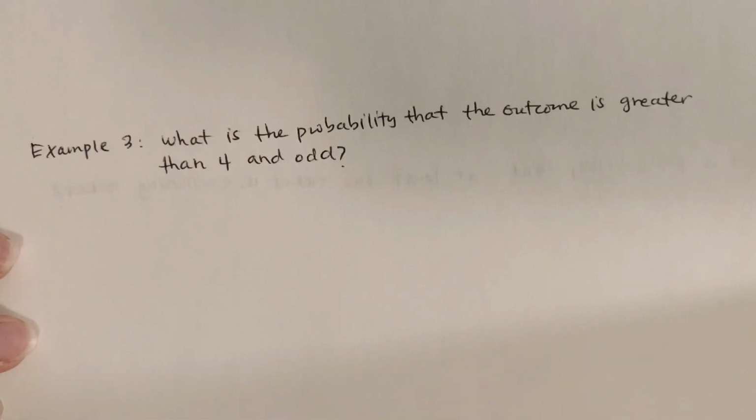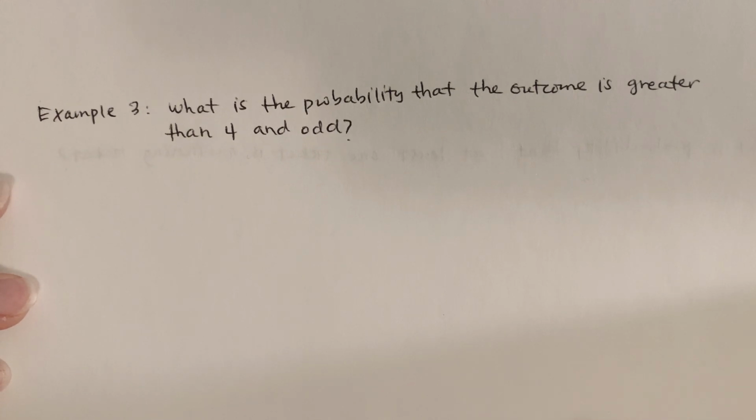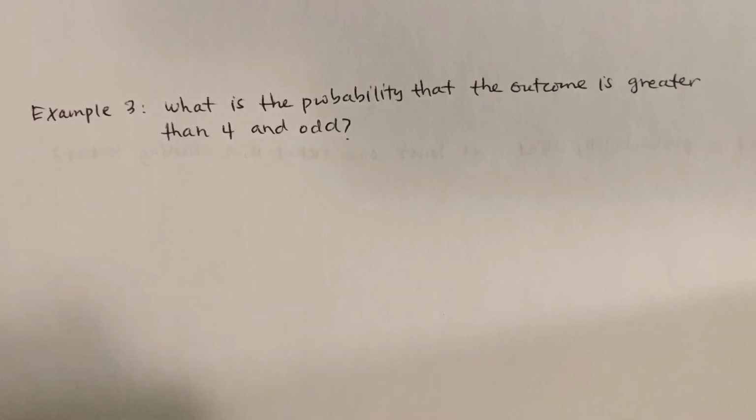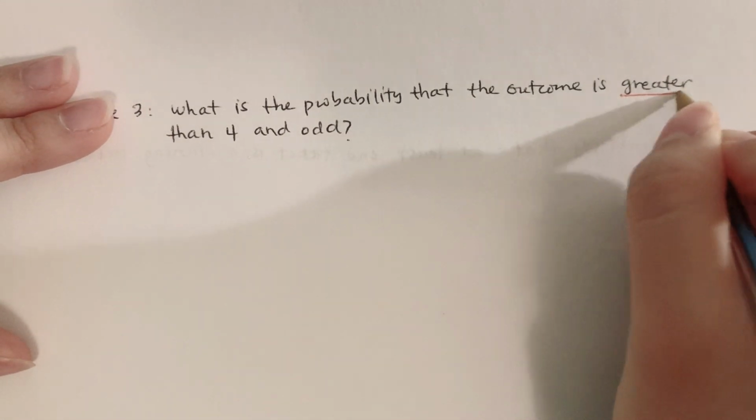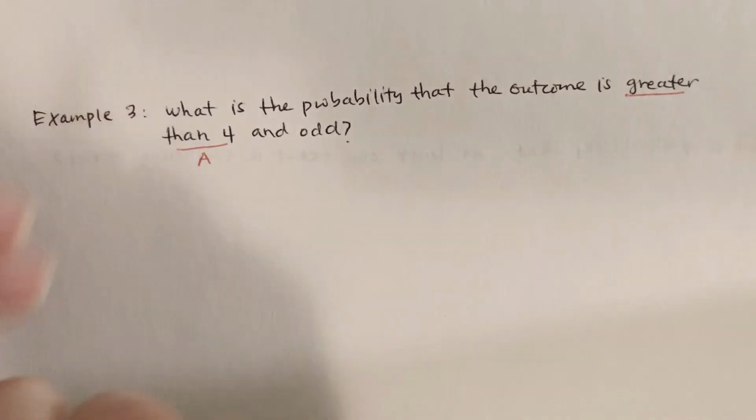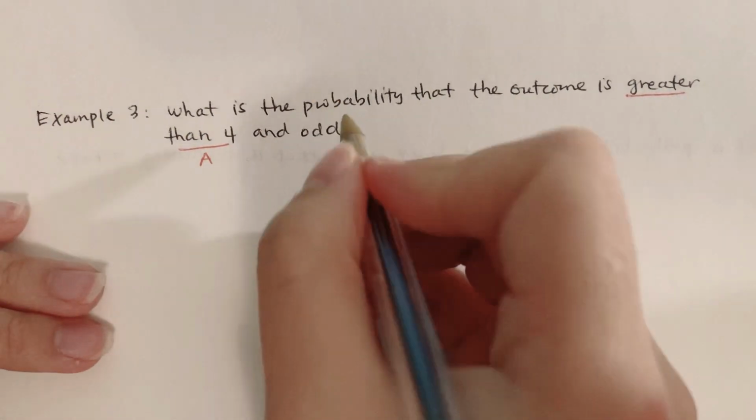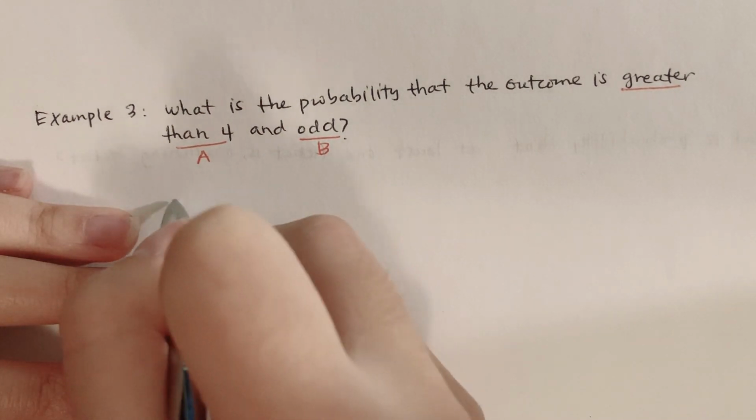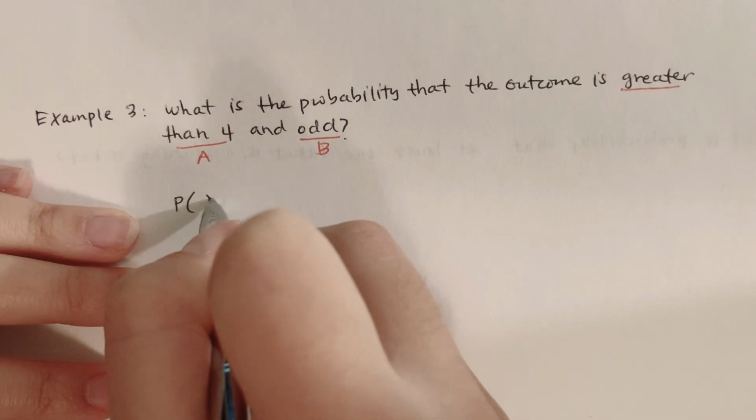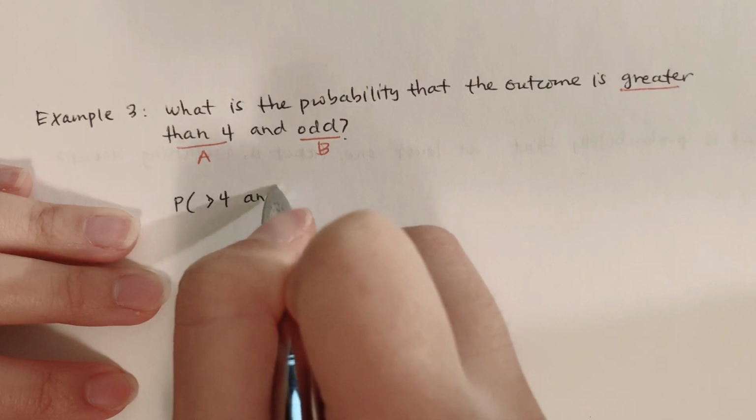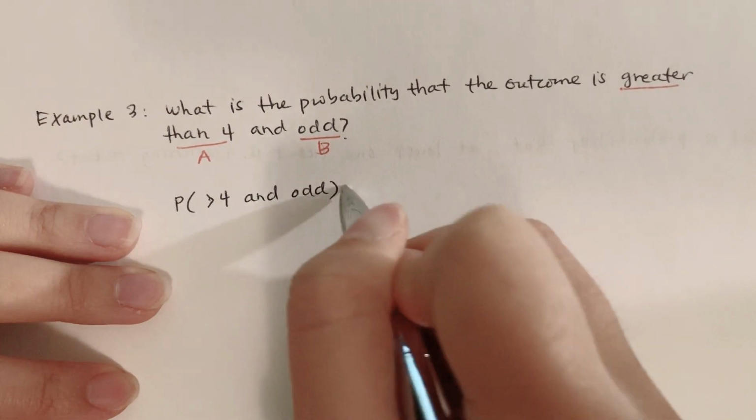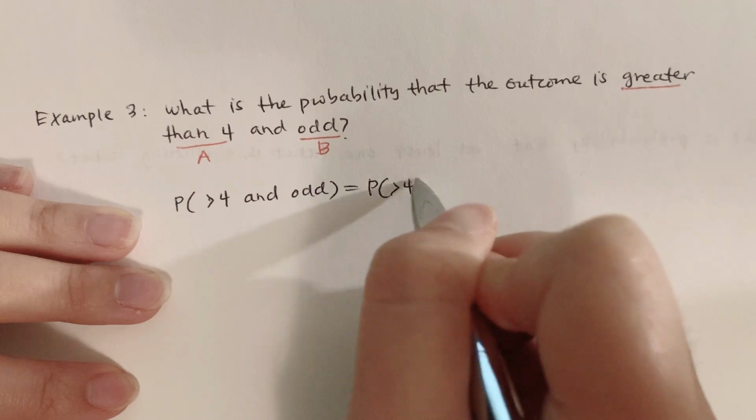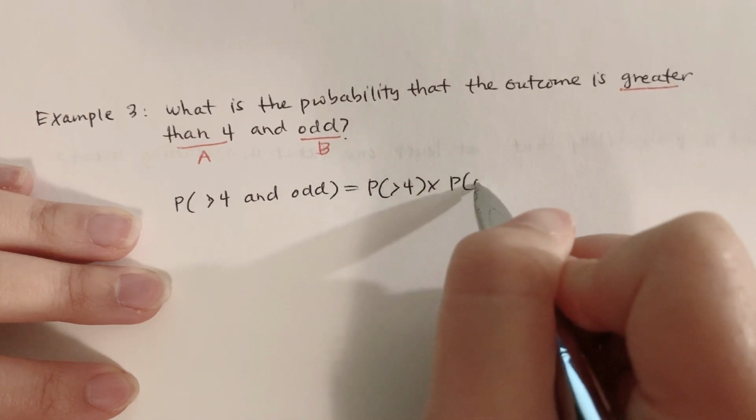Our third example on slide 29. What is the probability that the outcome is greater than 4 and odd? So here, let's call greater than 4 event A, and then let's call odd our event B. So here, probability of being greater than 4 and odd, that's equal to probability of being greater than 4 times probability of being odd.